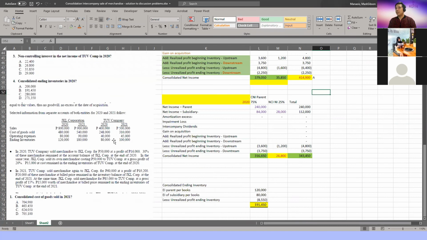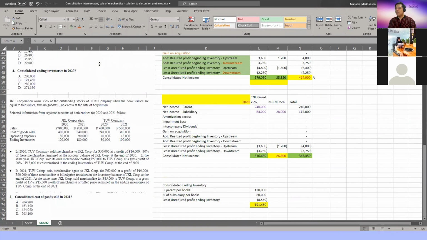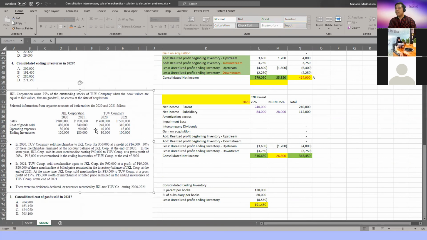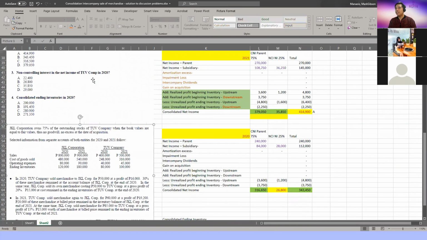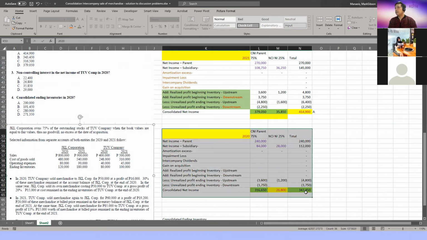Puntahan ngayon natin yung requirement number 3. Pero tandaan, sa requirement number 3, ang hinahanap pala is 2020. Imagine that, no? Non-controlling interest ng 2020. So again, plot ulit natin. Same template, no? Pero this time, 2020. Huwag magkapalito. This is 2020.